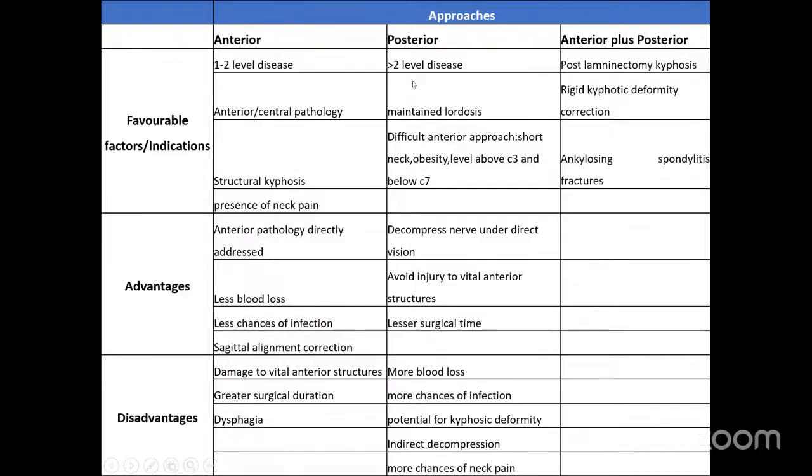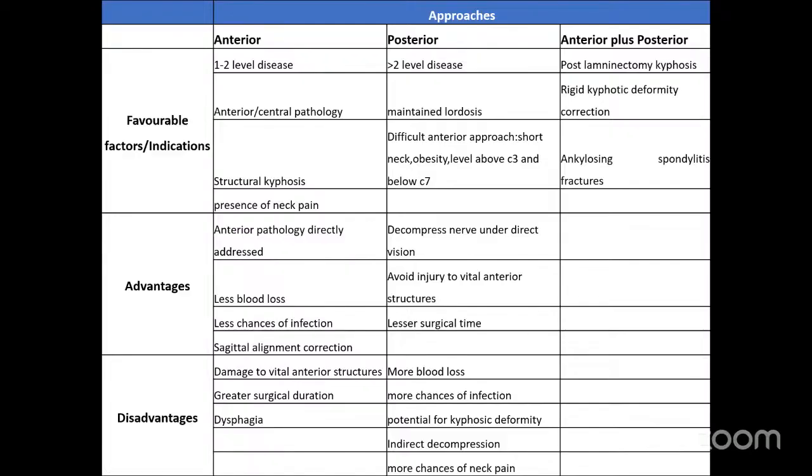And when will we go posterior? More than 2 levels of disease, three or 4 or 5, 6 level disease, it is always very easy to just go posterior. Lordosis is well maintained, so you can do posterior surgery. When the anterior approaches are difficult, in cases of short neck, obesity, levels above C3 or below C7, they are very easily approached posteriorly.